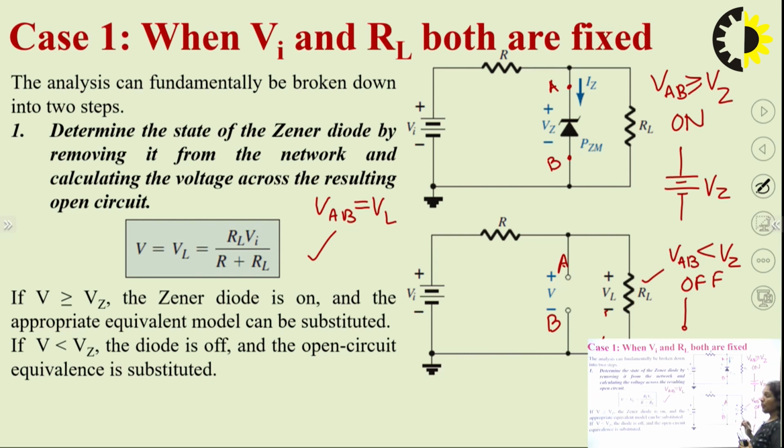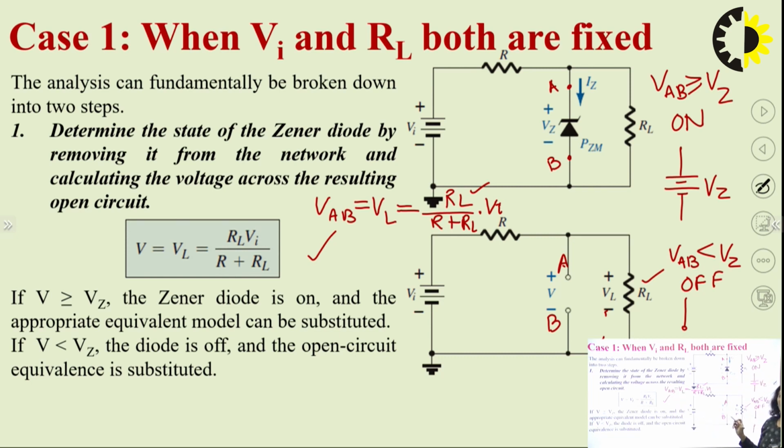So by using the voltage divider theorem, we can calculate this value. We can write VL is equal to RL divided by R plus RL times Vi. So what is the voltage divider theorem? The voltage across the resistance for which we need to calculate, divided by the summation of all the resistances present in the circuit. So by using this equation, we can calculate the VAB.